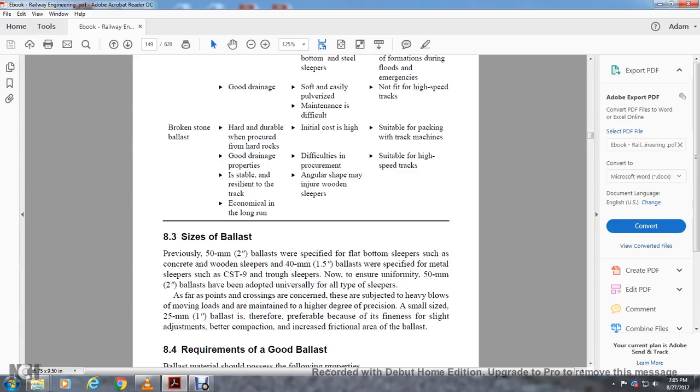As far as points and crossings are concerned, these are all subject to heavy blows from the moving load and are maintained with a higher degree of precision. Small size, 1-inch ballast is therefore preferred, with a slight adjustment before compaction and frictional area of the ballast.